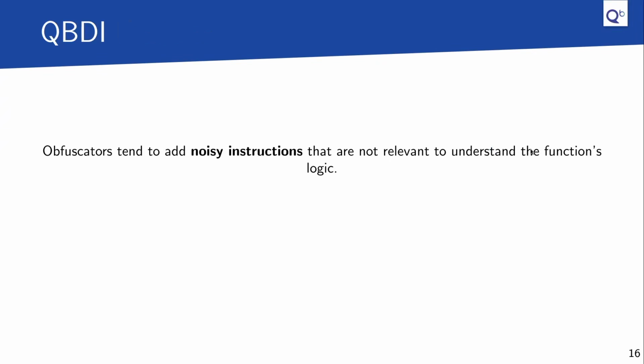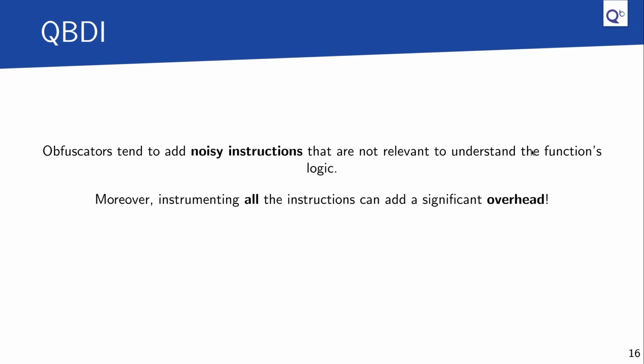But obfuscators are likely to add noisy instructions. For instance, if they are doing some computation that is not in the original code, it will add a lot of instructions that are not really relevant to understanding the function logic. Also, if you try to instrument all the instructions, you can pay a very huge overhead, because if the obfuscator adds new instructions, it means that you will have to instrument and switch between the original code and your callback a lot of times. So we need to be a bit smart if we want to scale with the DBI.